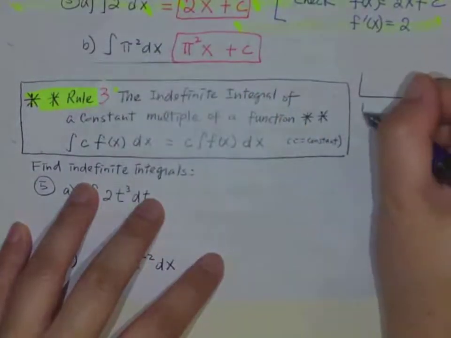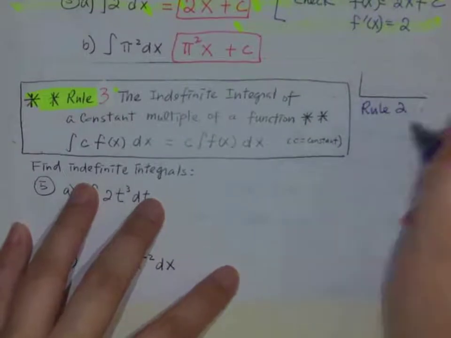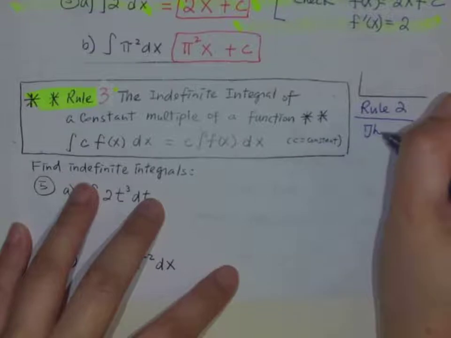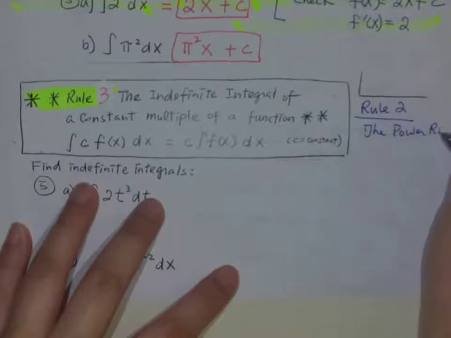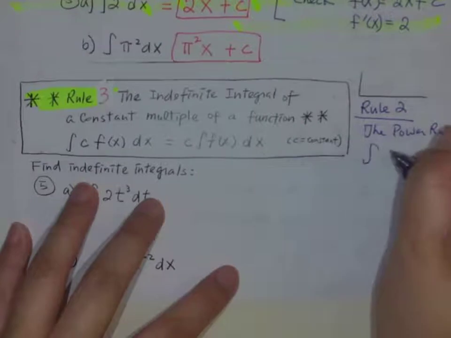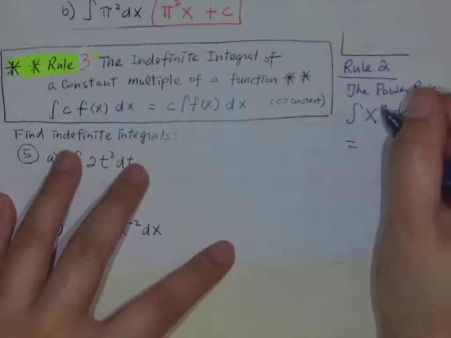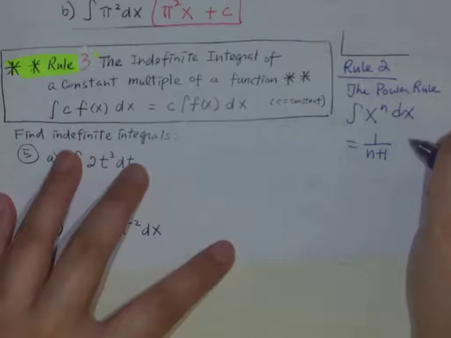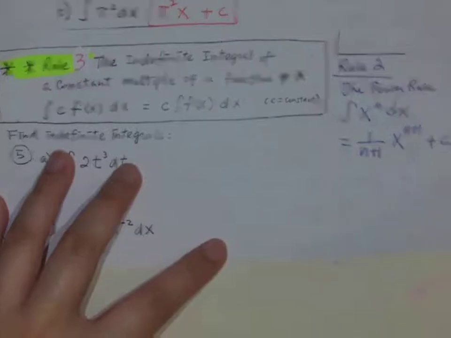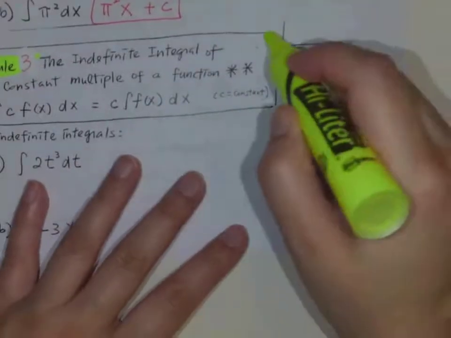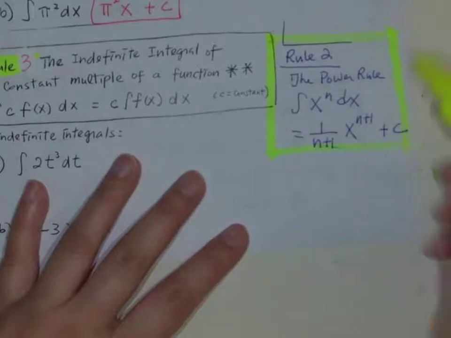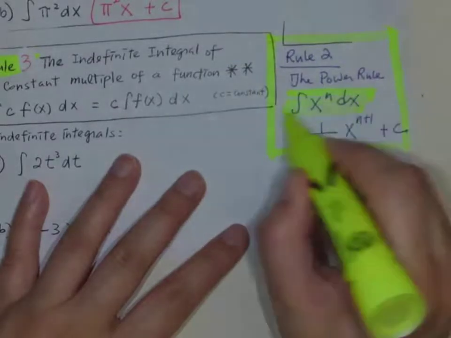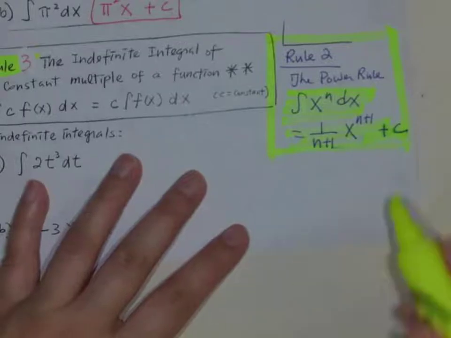The rule number 2 is the power rule. So the power rule says if you're taking an integral of x raised to the n power dx, then you move the exponent down: 1 over n plus 1, and then on top you will have x to the n plus 1. Don't forget to add a c at the end. So this is the power rule. Somehow I forgot to put it there. Okay, so that's rule number 2.